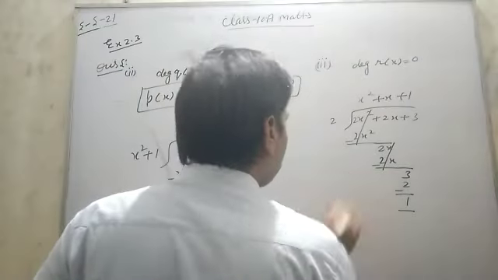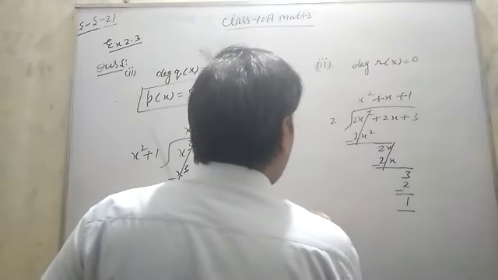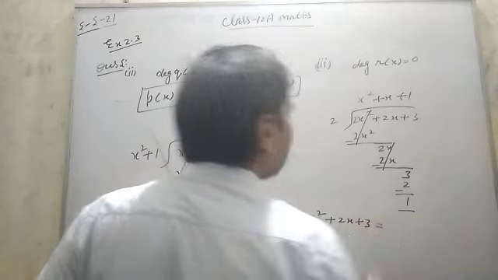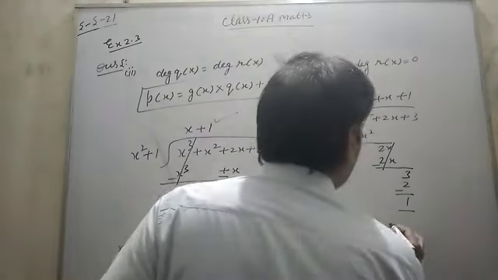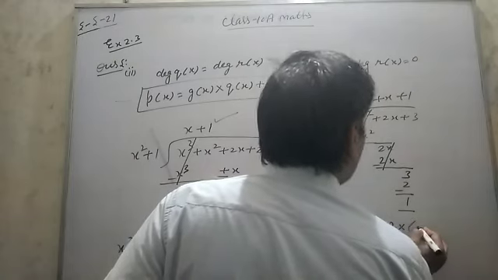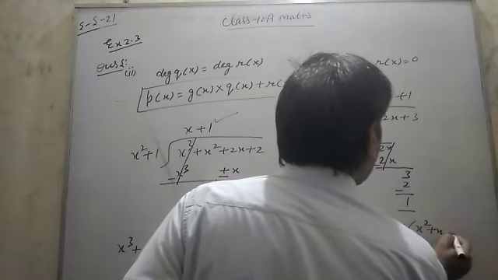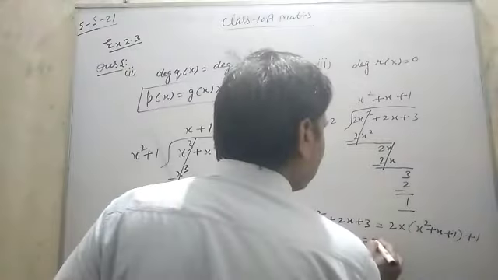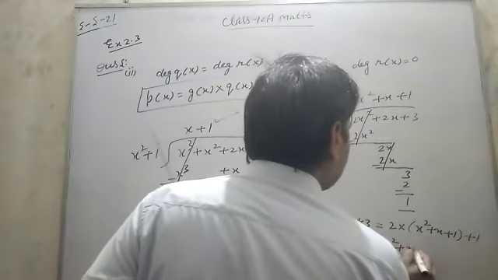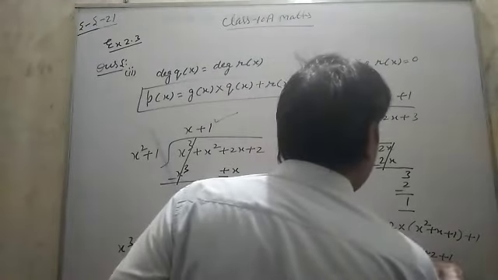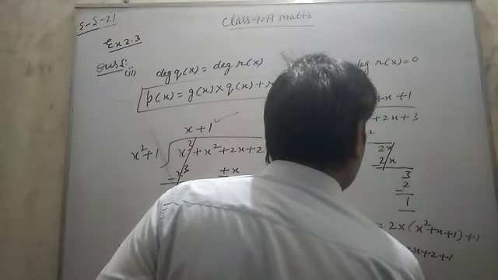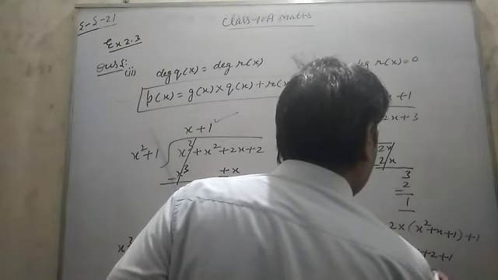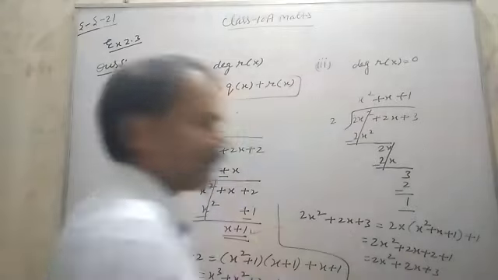Okay, means we can write here 2x square plus 2x plus 3, this is dividend, so dividend is equal to divisor 2 into quotient x square plus x plus 1, plus 1. Okay, also you can verify this. So 2x square plus 2x plus 2 plus 1, so 2x square plus 2x plus 3. Clear?